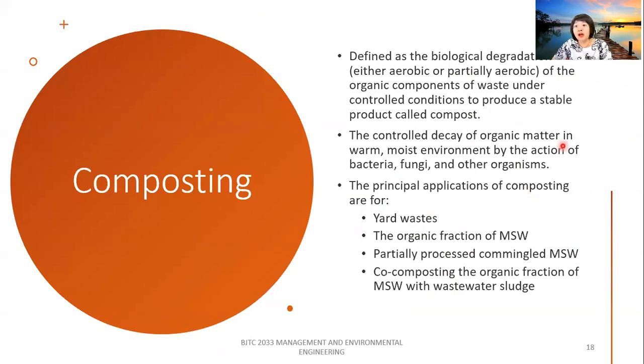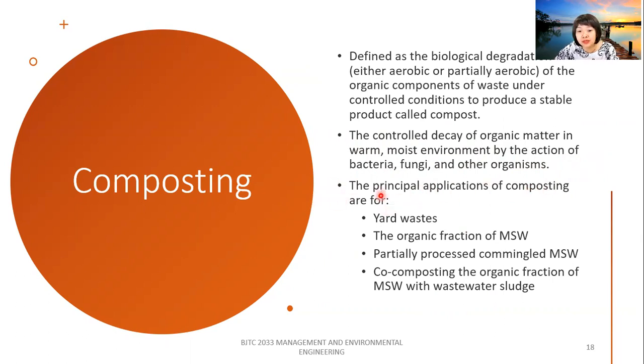Okay, so after all of this, I did mention a lot of times that you can do composting at your house for organic materials, especially food waste. So what is composting about? Composting is defined as the biological degradation of the organic component of waste under controlled conditions to produce a stable product that we call compost. It is the controlled decay of organic materials in a warm and moist environment by the actions of bacteria, fungus, and other organisms.